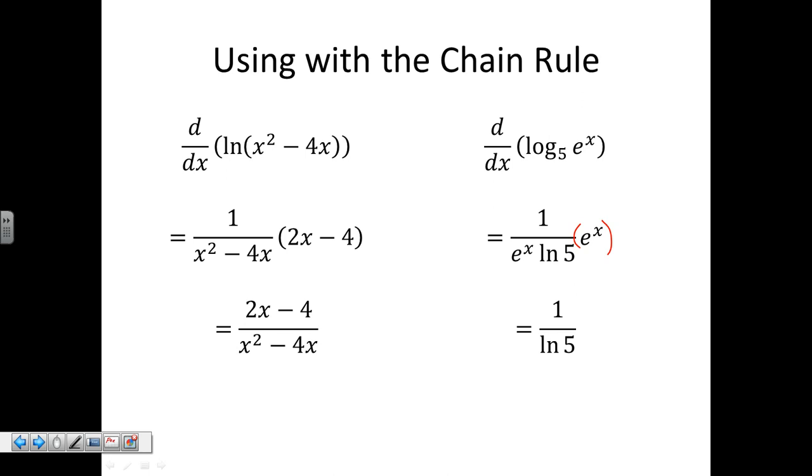Now, this seems a little bit odd. We have a derivative that actually equals a number. There's no x in here anymore. Well, sometimes that happens. It might be interesting to take a look at the graph for the log base 5 of e to the x and see what you get when you graph that. So that's up to you. I'll leave that to you guys.